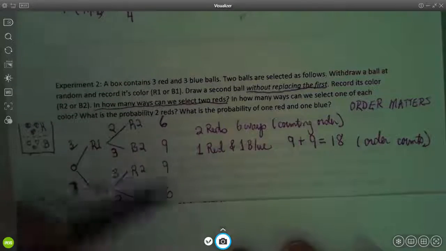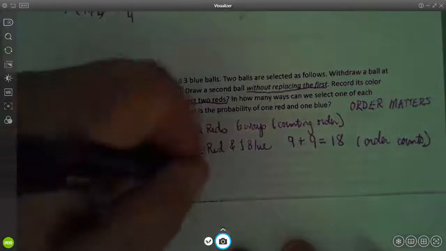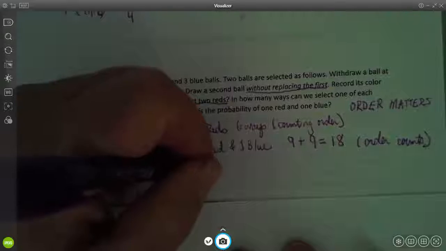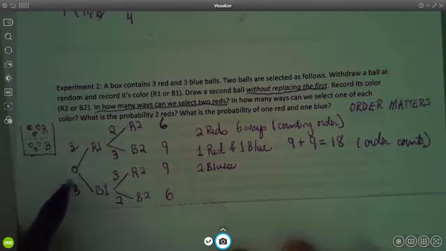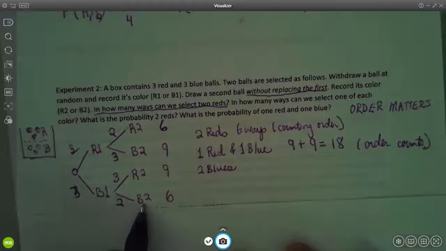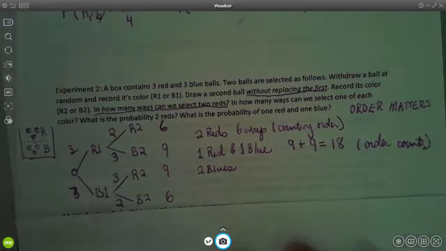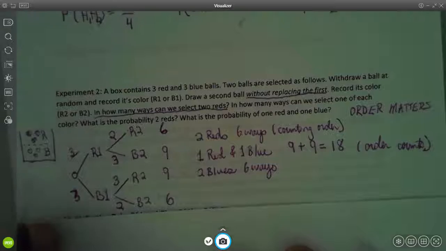The other possibilities: you could have 2 reds, you could have a red and a blue, and of course you could have 2 blues. And 2 blues, just like the 2 reds, there are 3 ways of getting a blue, followed by 2 more ways of getting the second blue. So there are 6 ways of doing that. And the tree diagram, the way that's set up, is that order is counting here.